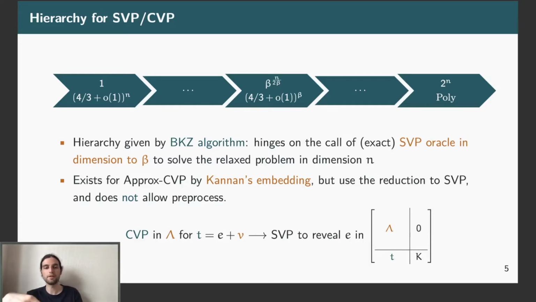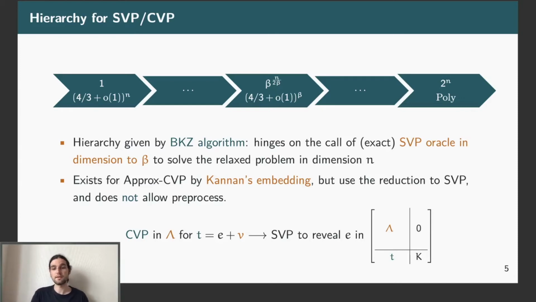in dimension n, then you can apply this hierarchy of polynomial to solve CVP in this dimension through Kannan's embedding. But the problem with Kannan's embedding is that, of course, you have this trade-off, that's great, but if I have multiple instances of CVP in the same lattice, then I will create as many SVP instances by the embedding technique. And as such, I will have to run the BKZ algorithm that number of times.